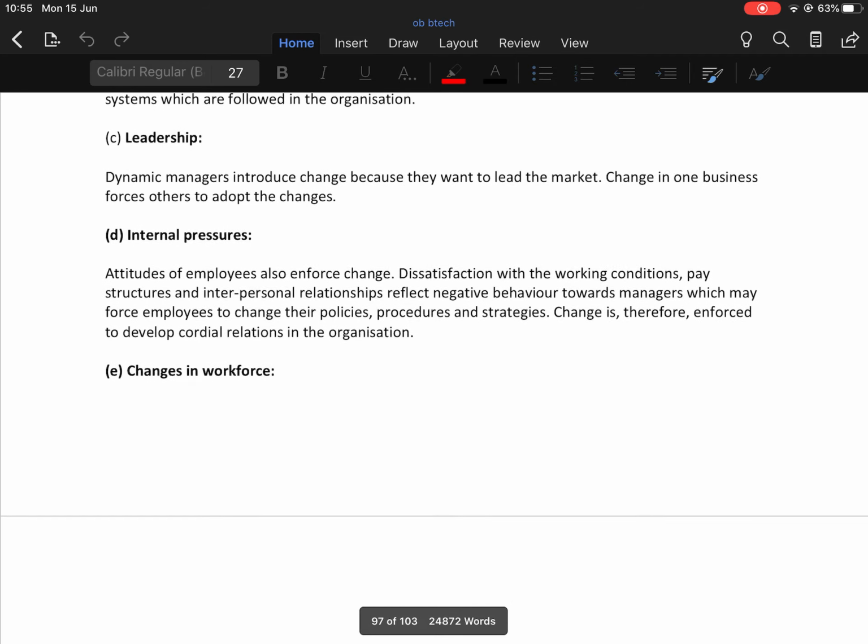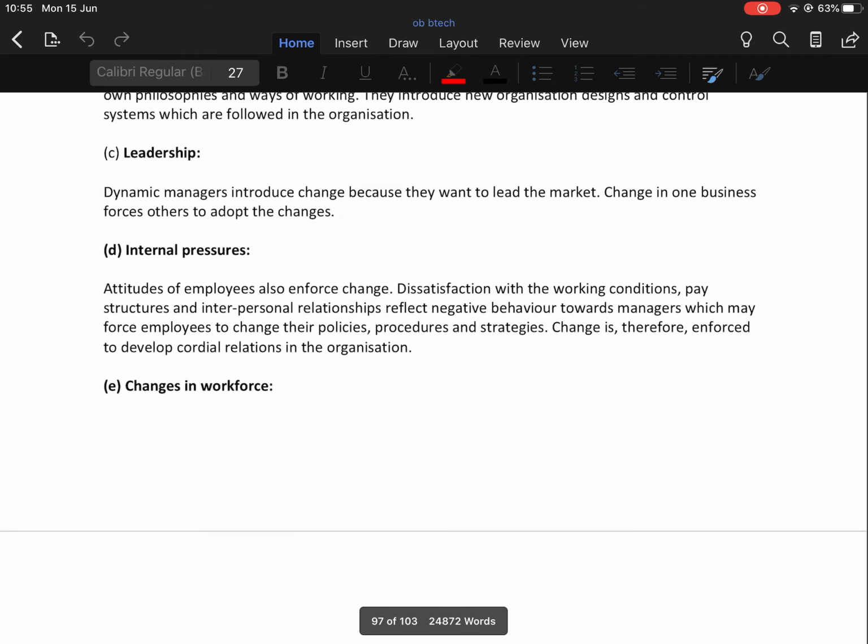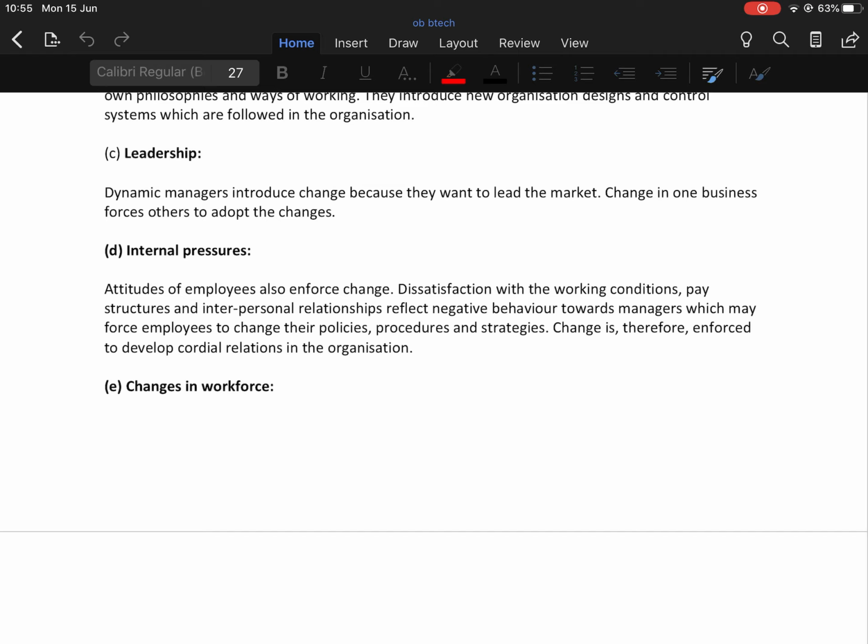The next one is leadership. Dynamic managers introduce change because they want to lead the market. Change in one business forces others to adopt the changes.